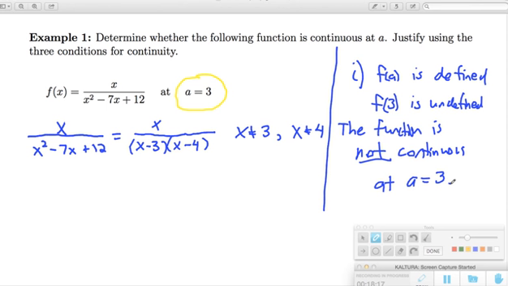So we didn't have to bother with condition 2 and 3 because we've already failed it at condition 1. Remember, we're only continuous if you satisfy all 3. So once you find a failure, you can stop there. There's no reason to check the other conditions. So if you guys are ready, we'll go ahead and go to the next problem.